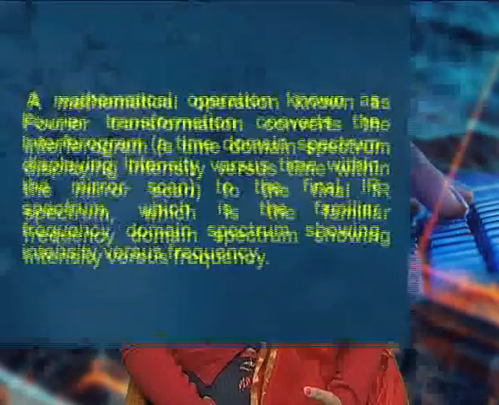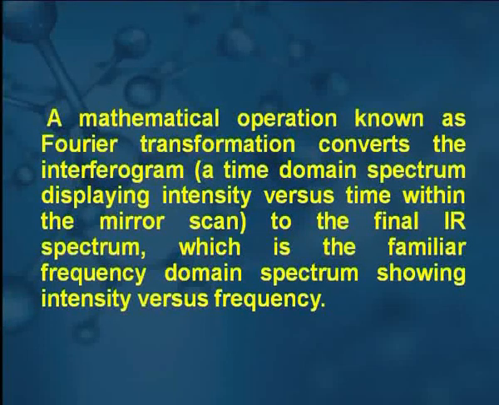Then how is the Fourier transform infrared spectrum created? The interferogram contains information over the entire IR region to which the detector is responsive. The mathematical operation known as the Fourier transform converts the interferogram, a time domain spectrum displaying intensity versus time within the mirror scan, to the final IR spectrum, which is the familiar frequency domain spectrum showing intensity versus frequency. So the output will be in the form of intensity versus frequency.